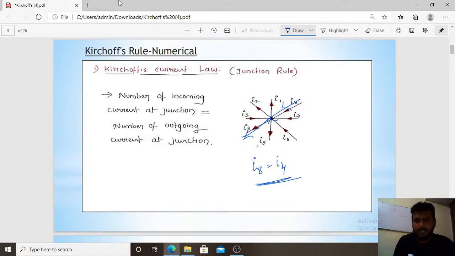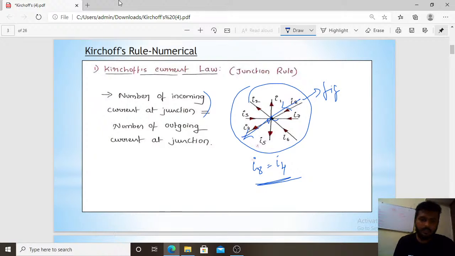Similarly, how many parameters do you have in this figure? Using this, you need to write the equation. The incoming current is I8. Similar to I8, what are the other parameters in the figure? You need to write I8 plus I7 plus, like that, equal to the outgoing currents. Like I4, here I2 is also outgoing, so you need to write that down. That is nothing but Kirchhoff's current law.